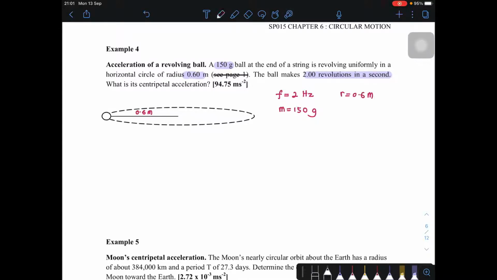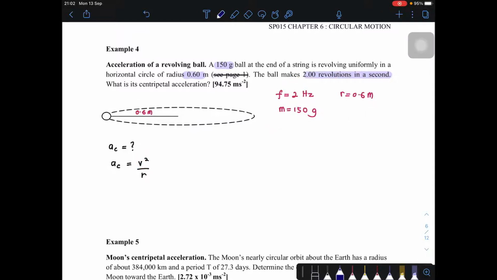And then what we want here is the centripetal acceleration, which is equal to V squared divided by R. Okay, so we have the radius, but we don't have the value for V, the velocity. So how do we find velocity based on the information that we have?